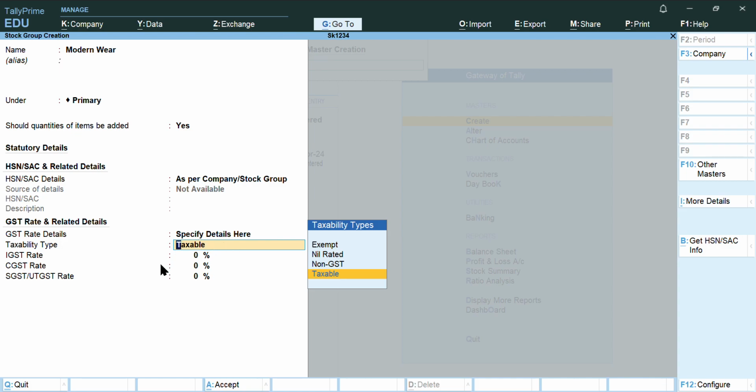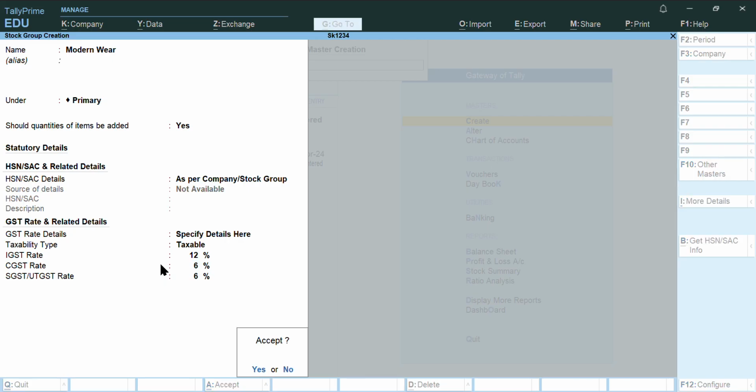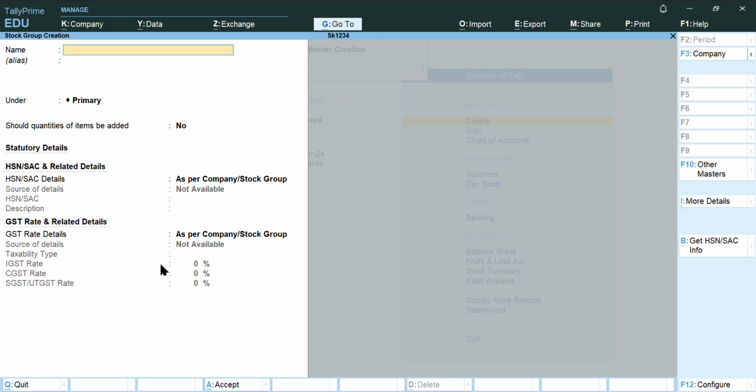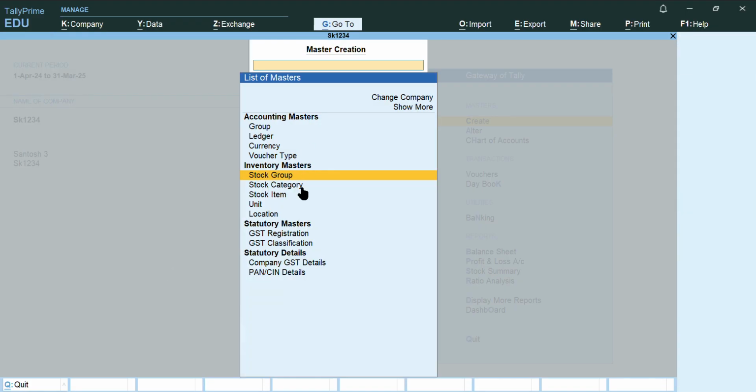Okay, then the rates are to be mentioned. So 12% in this problem, for convenience only single is mentioned. Okay, both the groups have been formed. Now escape, move back. After stock group, we are to create the units.